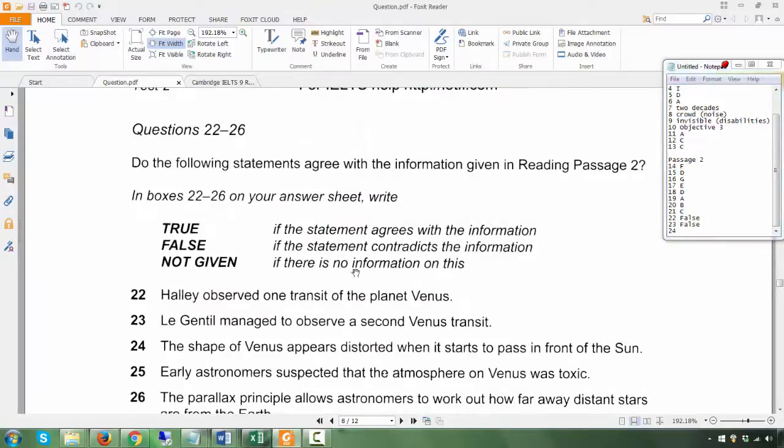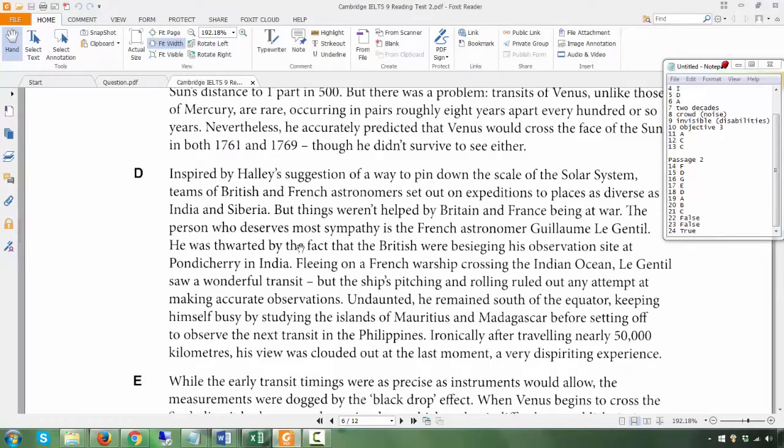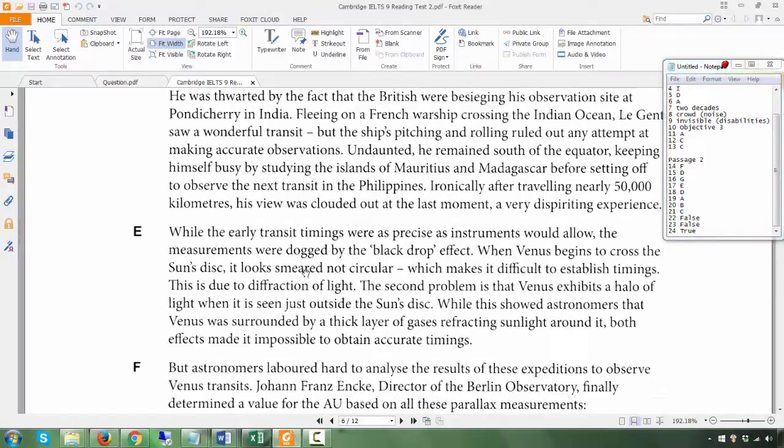The shape of Venus appears distorted when it starts to pass in front of the sun. This answer is true. Remember, if it's true, false, not given, not yes, no, not given, the questions are in order, so we've already found where the answers to 22 and 23 are. Where is 23? It's about in D here. So if it's in order, 24 would be from here onwards. And which is true, when Venus begins to cross the sun's disk, it looks smeared.